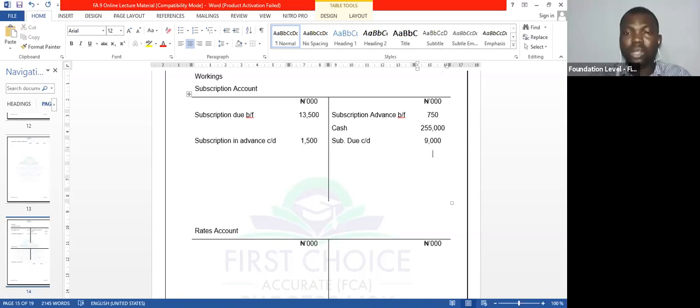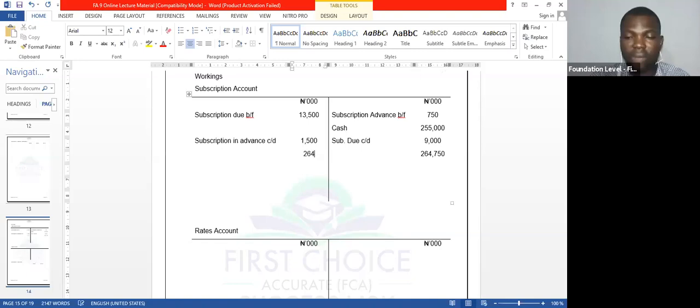So let's pick our calculator. Let's add the credit side. So addition of all the credit side will give us a total of what? So let's do 750 plus 255,000 plus 9,000. That gives us 264,750. Now that we have that to be 264,750, that means this side also must give us 264,750.